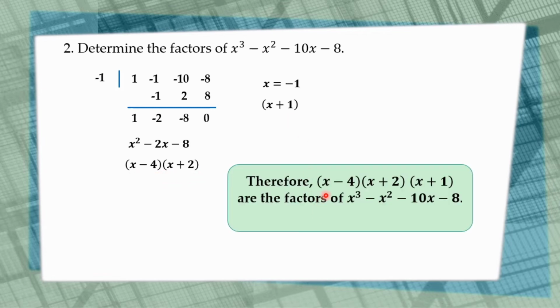Therefore, x minus 4 times x plus 2 times x plus 1 are the factors of x cubed minus x squared minus 10x minus 8. You may check if the factors are correct using the remainder theorem. Again, if p of c equals 0, then x minus c is a factor of p of x.